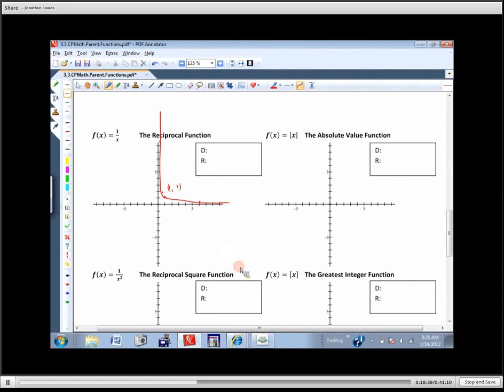That is the reciprocal function. And again, what it's done is, everybody watch please. I'm going to blow this up just a tad.